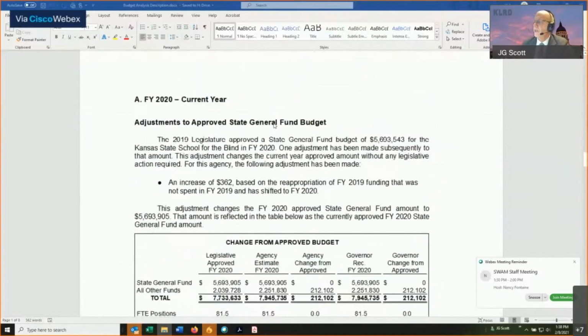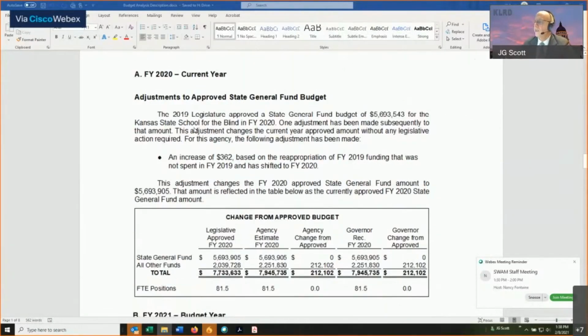After the operating budget, we get into the current year. The current year shows the change from the approved. There's certain adjustments that are made to the approved budget. Last year, the legislature approved a budget for 2021, and then we'll have a new estimate for 2022.